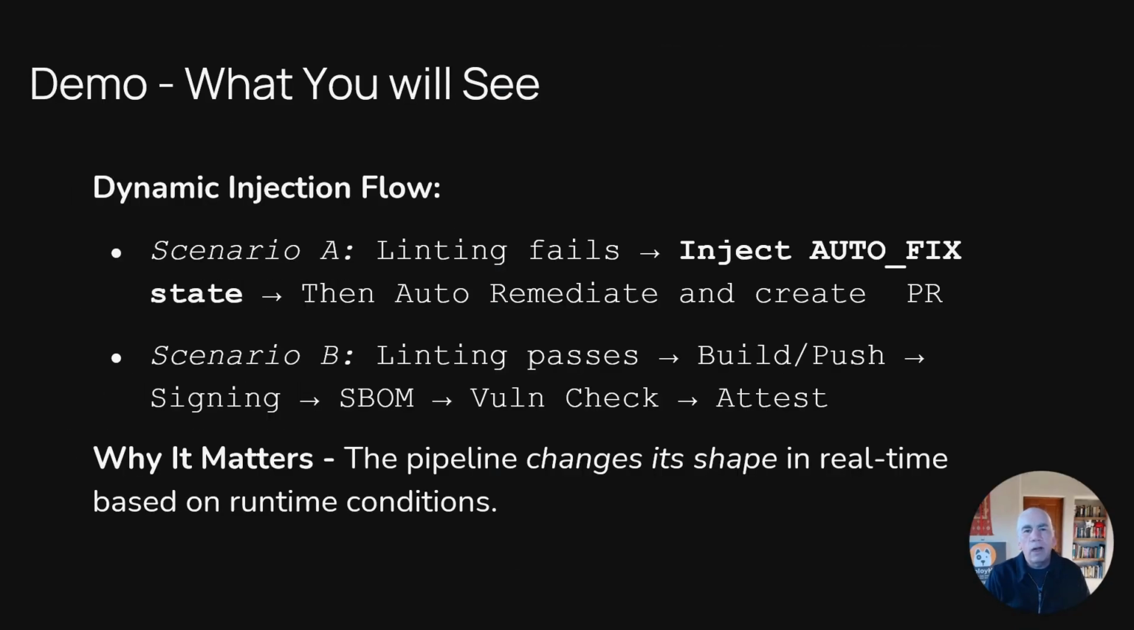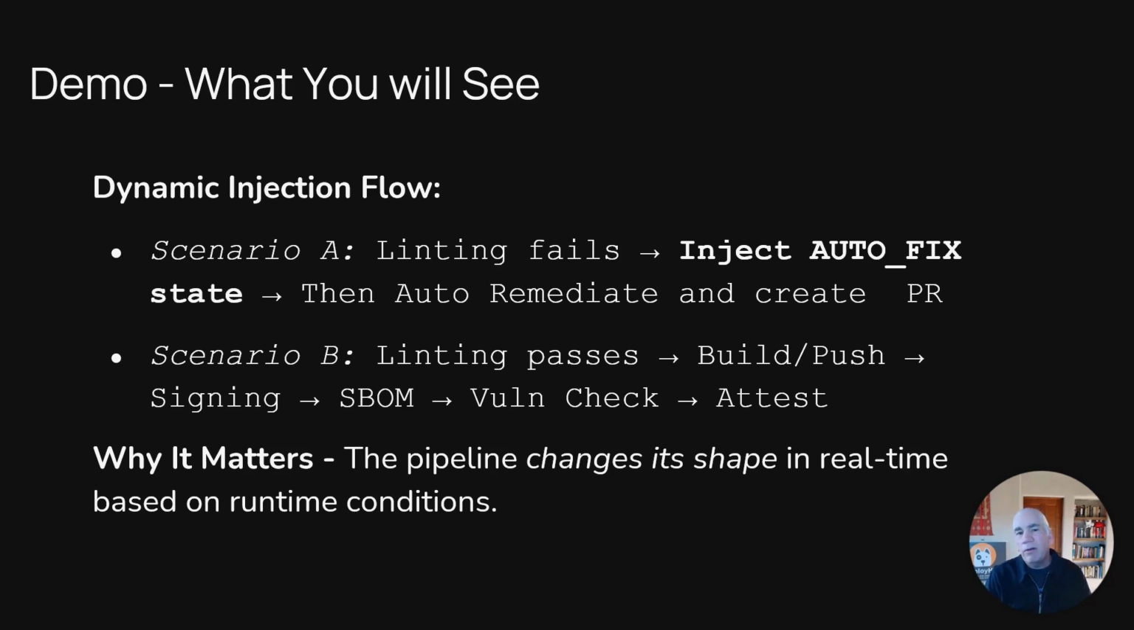So we're going to take a look at our demo today. In our demo, we're going to focus on two main flows. The first flow is going to be where our linting is executed. We have a lint failure. That lint failure causes us to take an auto remediation path, and that creates a PR for us with the coding fixes. The second pass, after we merge that PR back in with the fixes, we actually go through the full pipeline. So we do our linting, our build push, signing, SBOMs, vulnerability checks, and attestation.